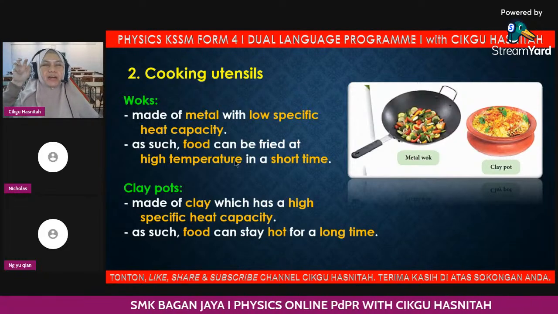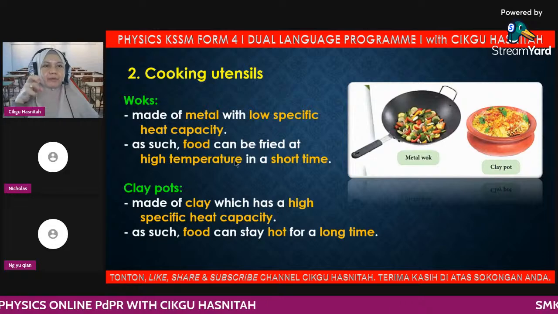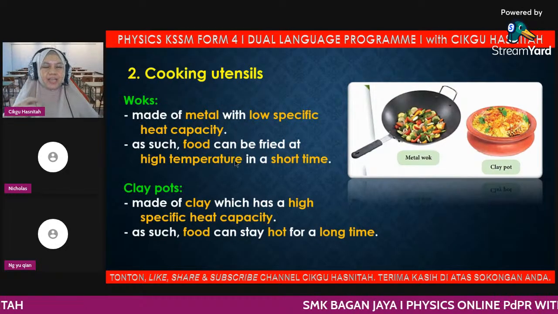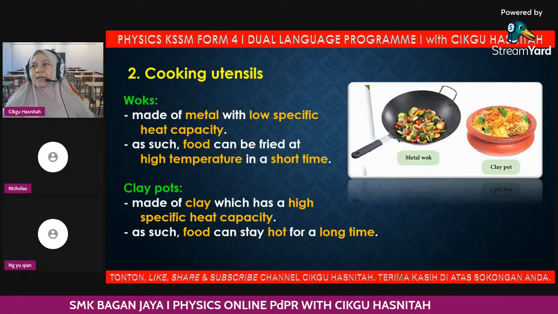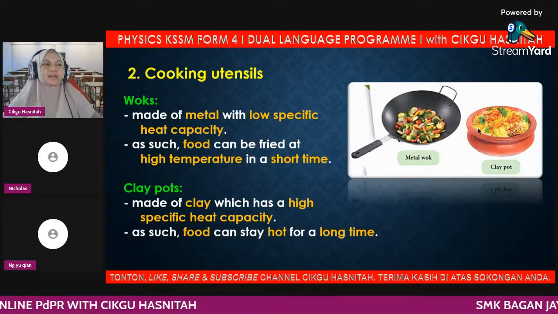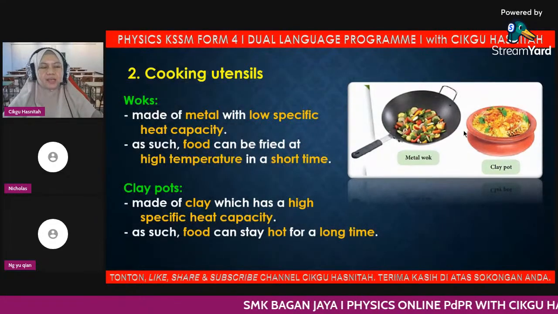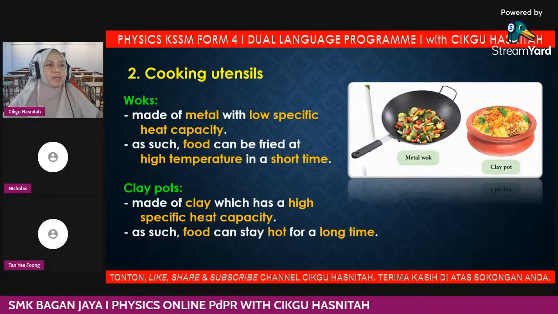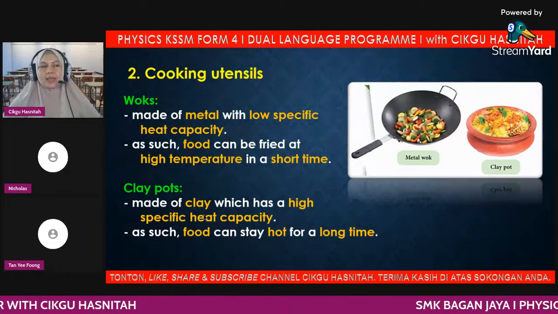So remember, a material with a low specific heat capacity absorbs heat very fast, so the temperature rises very fast, and the food can be cooked faster in a short period of time. While if you see the clay pot, clay pot ini is made from clay. Clay is a material with a very high specific heat capacity. So normally we use a clay pot if you want to keep the food hot, to stay hot for a longer period.